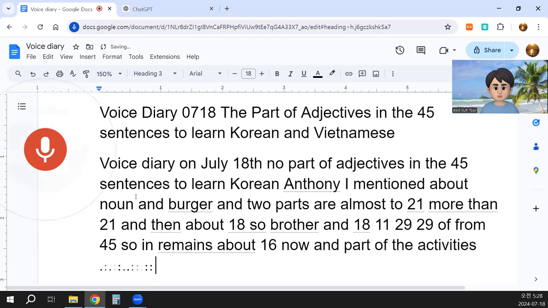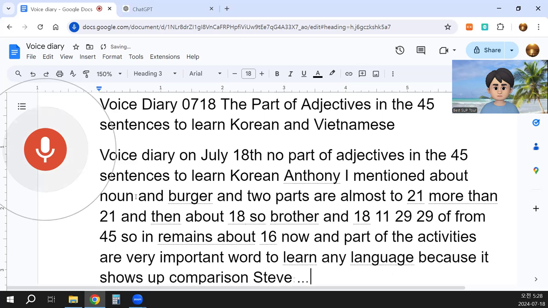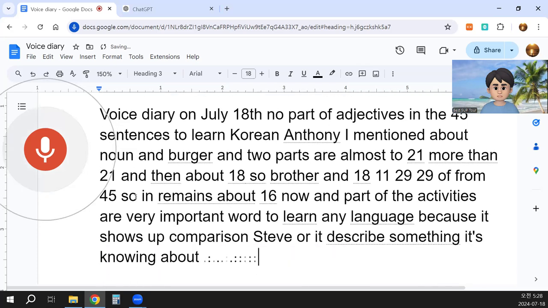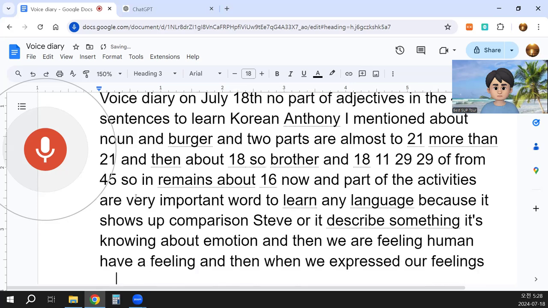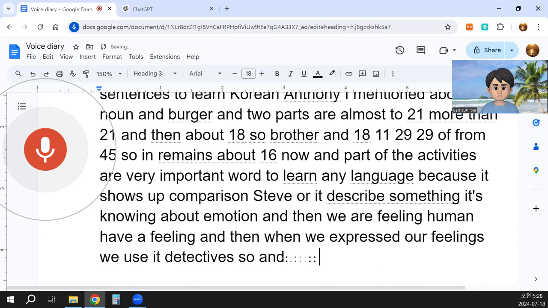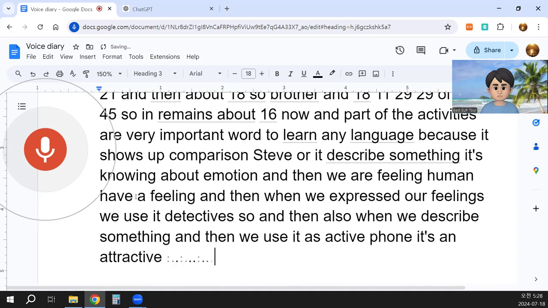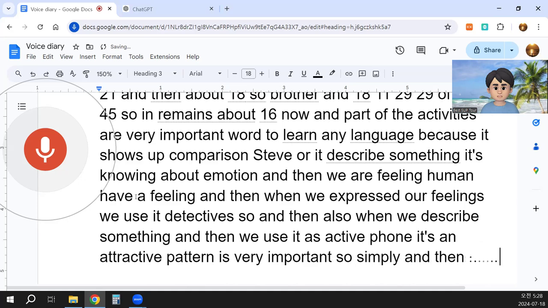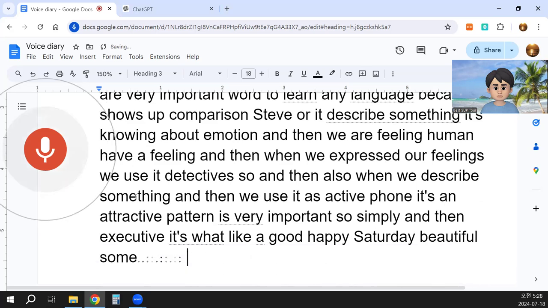Adjectives are a very important word class to learn in any language because they show comparison or describe something. It's knowing about emotion and what we are feeling. Humans have feelings, and when we express our feelings, we use adjectives. Also when we describe something, we use the adjective form. An adjective pattern is very important. Simply, an adjective is a word like good, happy, sad, big, beautiful.